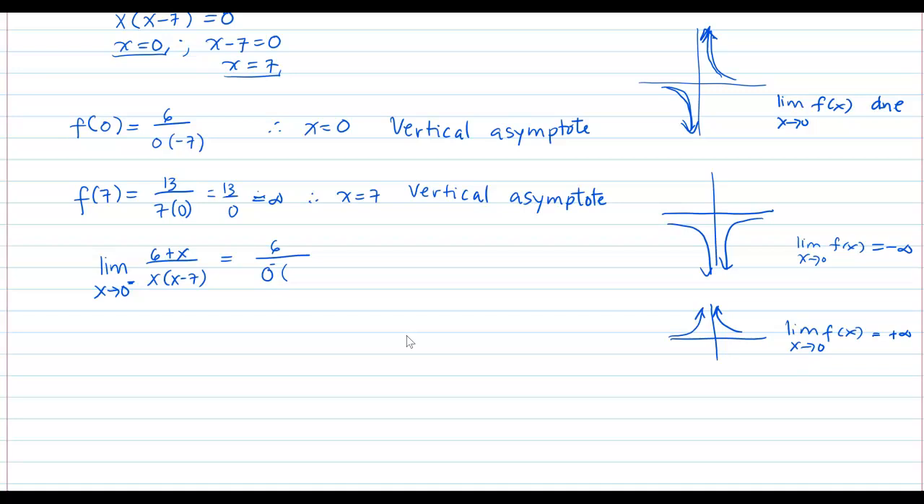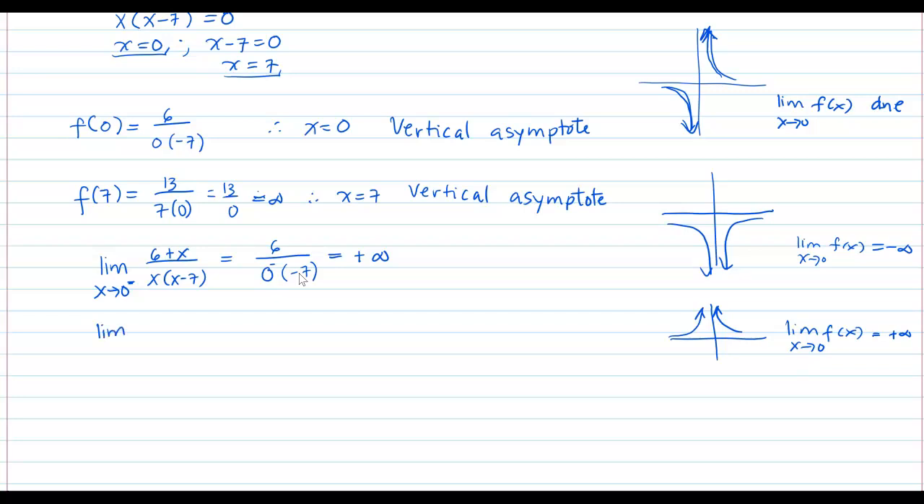Now, here you also have negative 7. So you have negative, negative. When I say 0 minus, that means that the values as it approaches 0 are coming from the left-hand side of 0. So those are the negative numbers. Those negative numbers times a negative number means a 0 plus. So this is equal to positive infinity.